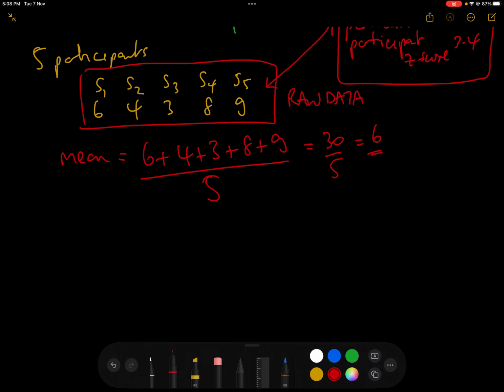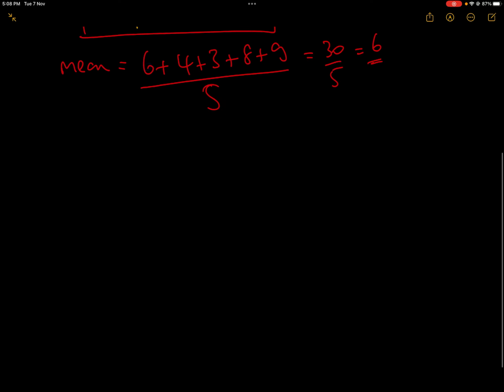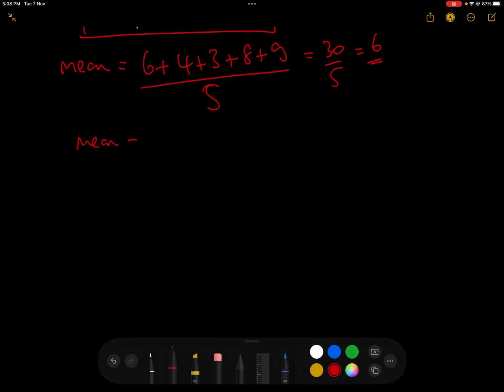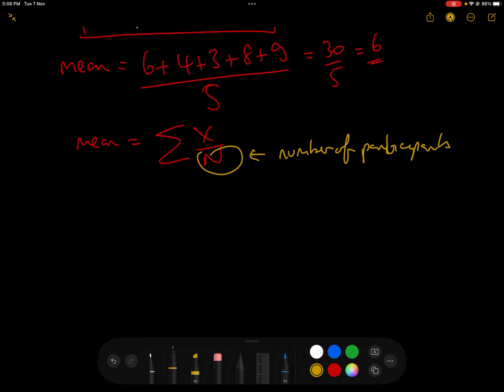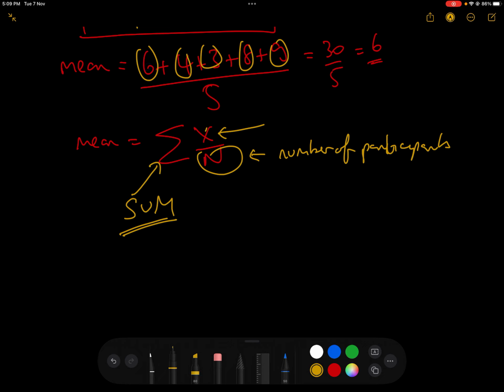Now, in mathematical terms, you will often see this written as mean equals sigma x over n. All that means is, n is the number of participants, x is each of the scores, i.e. 6, 4, 3, 8, 9, and sigma, all it means is sum them up. That's all it means. So the mean is the sum of all of the participant scores, the x's, over the number of participants, and that gives us the mean.